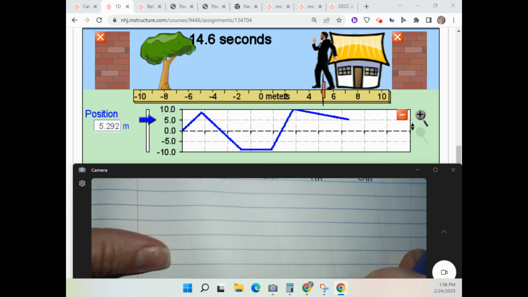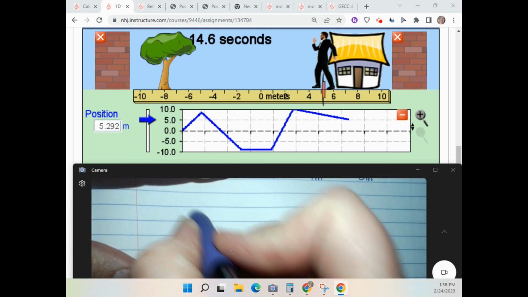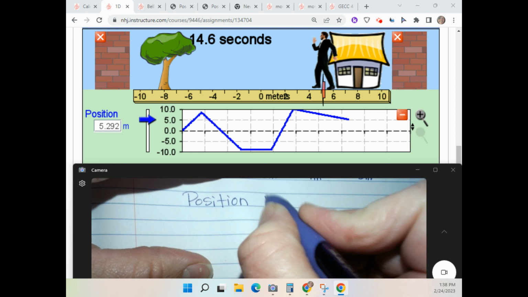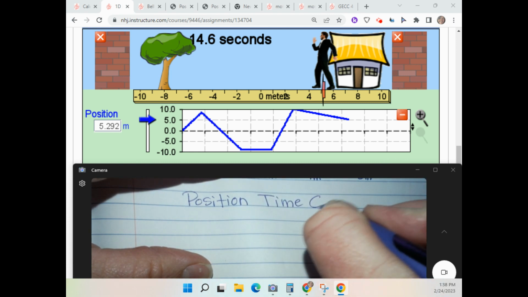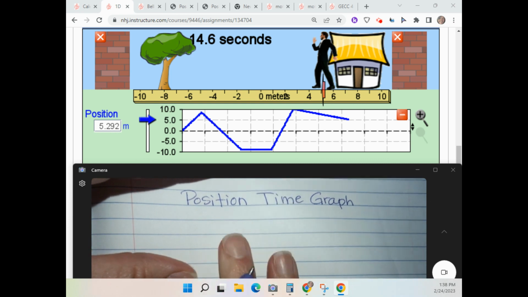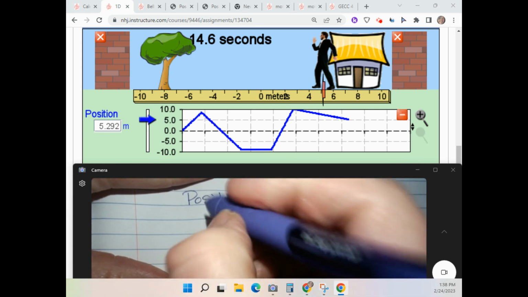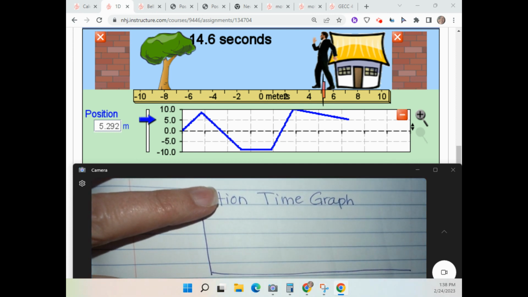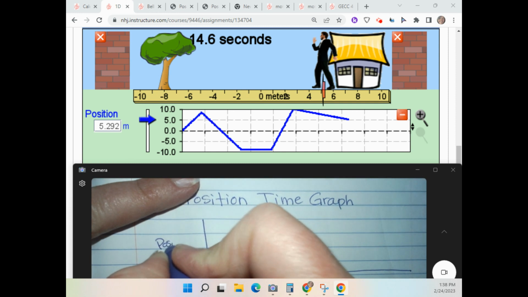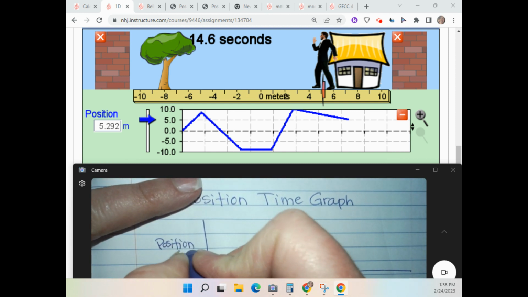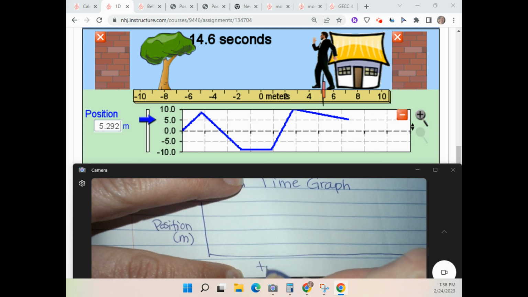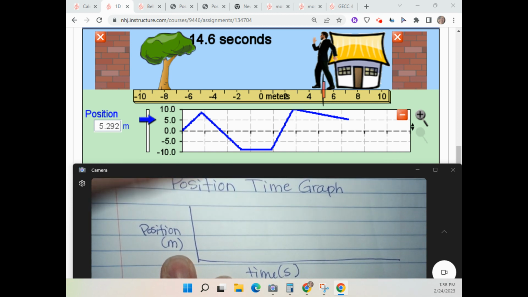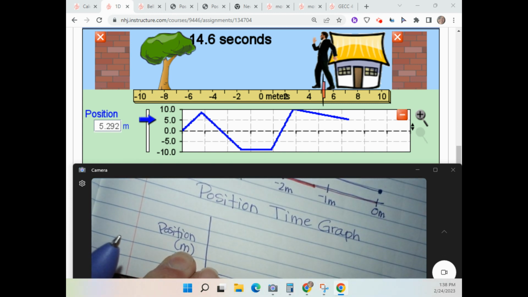Okay, so we've done the moving man PhET, and I want to put this graph into our notebook. So we're going to label this a position time graph. And we can see from the simulation there, we would have position on the y-axis. We would have time marching across the x-axis. So we'll label that. And then time in seconds.